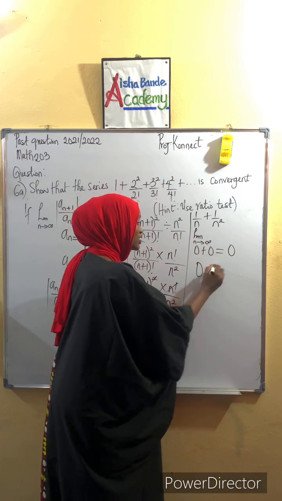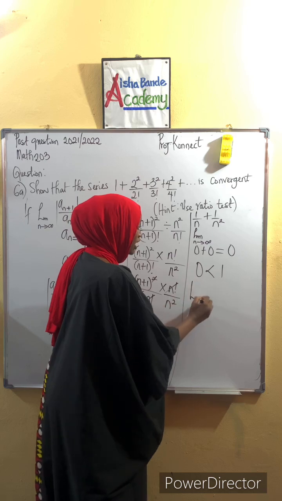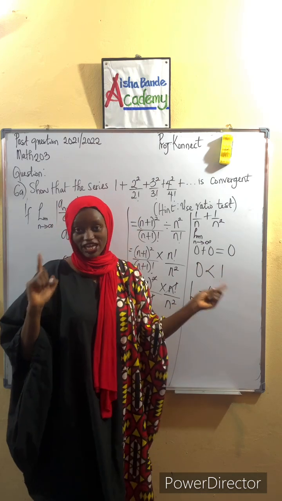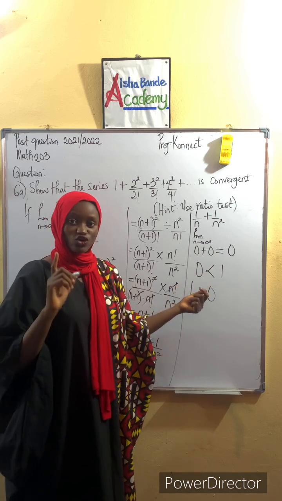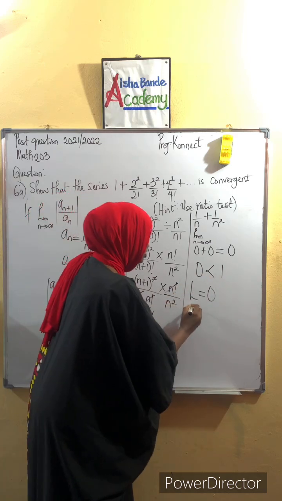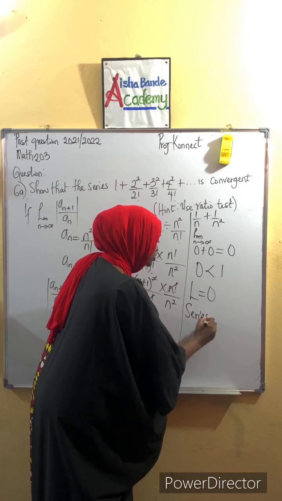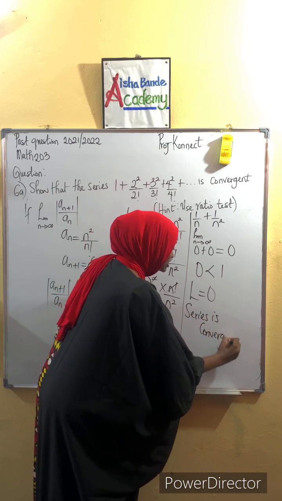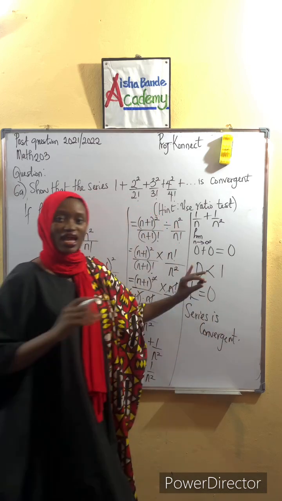And we know that 0 is less than 1. So that means that L is equal to 0. Remember from the explanation I made earlier, I said whenever the value of L is less than 1, it means that the series is convergent. So you say, therefore, the series is convergent. Okay. It's just as simple and as straightforward as this.